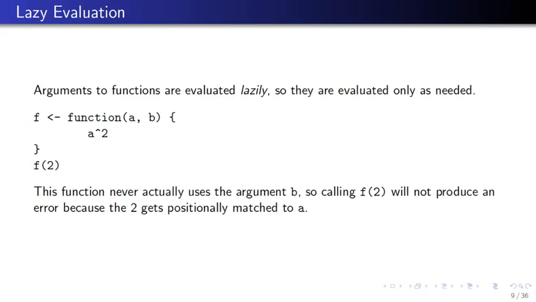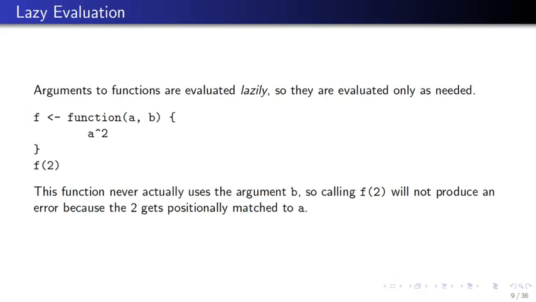So if I say f of 2, what happens? In R, you get 4, because 2 squared is 4. Now you might be wondering, what happens to b? When I call f, I never specify the value of b, and furthermore, b doesn't have a default value, so what happens? Well, nothing happens, because the function f doesn't actually use b, so the argument is never evaluated, and because it's never evaluated, there's no error; nothing is going wrong here.